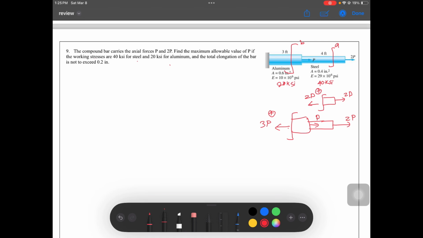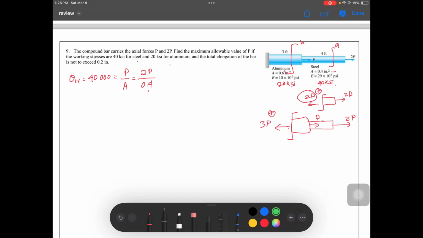So, normal stress na kaya ng steel is 40 KSI. Convert natin sa PSI para uniform ang units natin. So, 40,000 PSI. Then, stress is P over A. So, force over area. What is our P here? It is 2P. For steel, 2P siya. And then, our area is 0.4. So, uniform na ang units natin since PSI to and inches to.